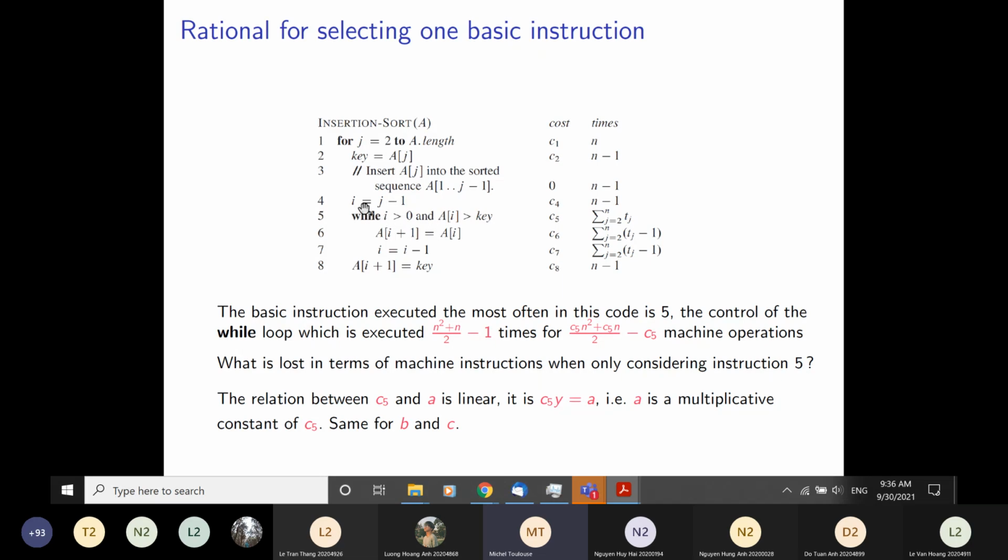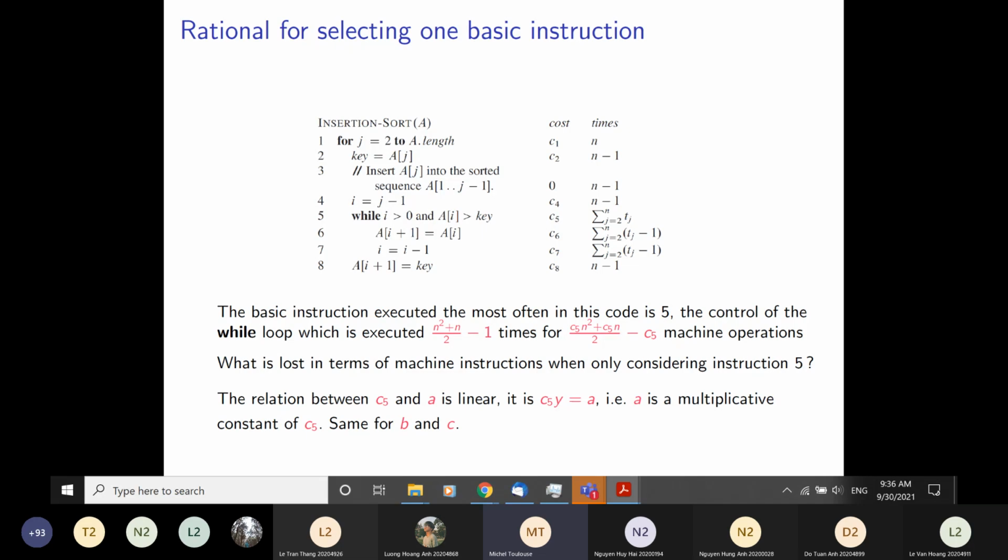So if I assume that all those guys are so simple that they can be considered as a basic instruction or elementary instruction, so all these guys in this algorithm are simple enough to be considered candidates, or they are all elementary operations, okay?